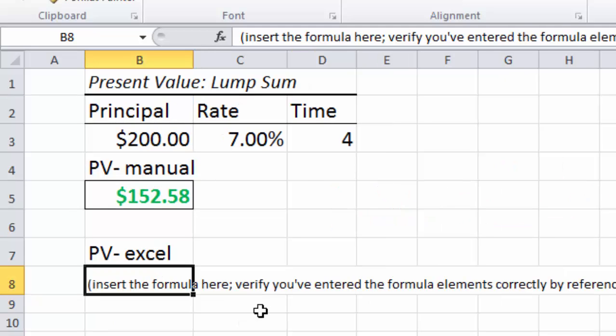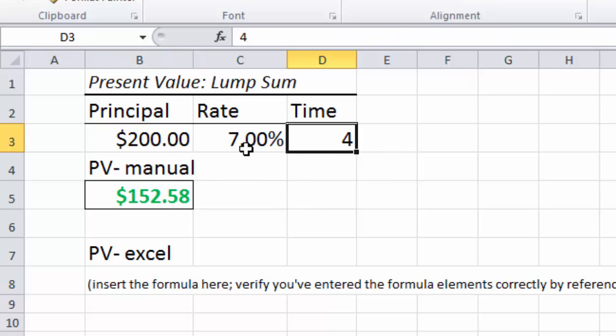Let's review present value of lump sum. This time we've got $200 that we're receiving 4 years from now. Let's discount that by 7% and see what the equivalent value in current dollars is. Remember, here we are investing $152.58 at 7%, so that in 4 years' time it will equal $200.